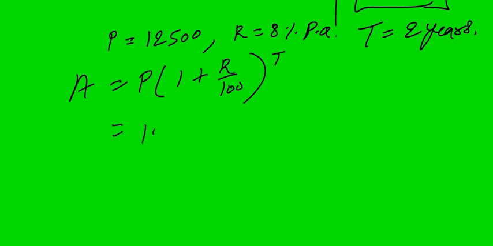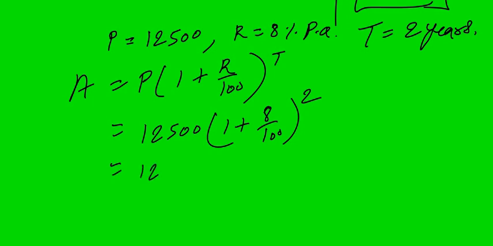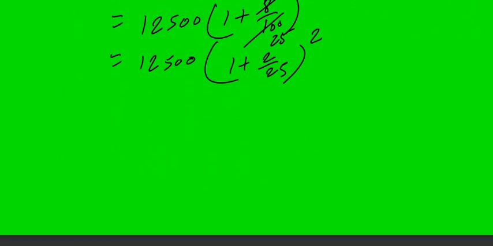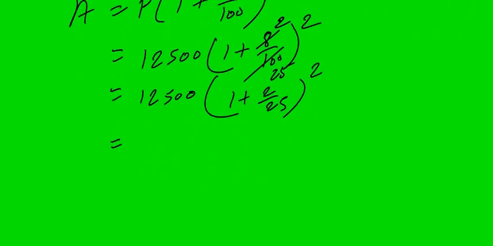So here we will write 12,500 into 1 plus 8 by 100 whole to the power 2. In the next step, 8 and 100 will be cancelled with 4: 4 into 8 and 25 for the 100. So 1 plus 2 upon 25 whole to the power 2. Finally, what will we get? 12,500 into 27 upon 25 whole to the power 2.